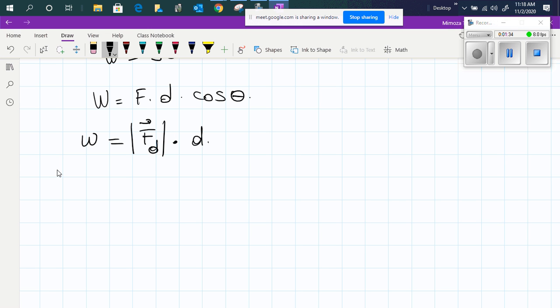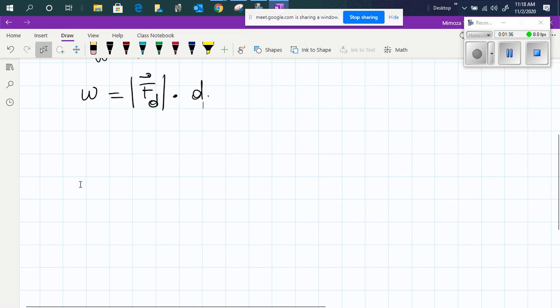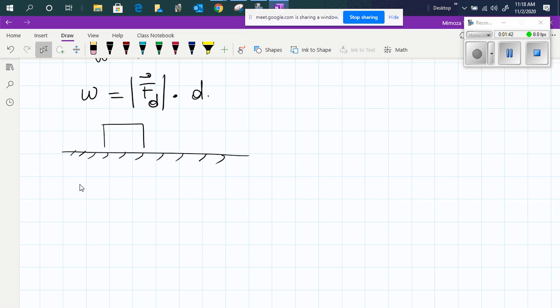Why am I saying this? Because let's say that we have a situation like this. You have a horizontal surface and you have an object with a mass, let's say 10 kilograms, that is moving with a force applied like this. As a result of this force applied, the object is moving for 5 meters.